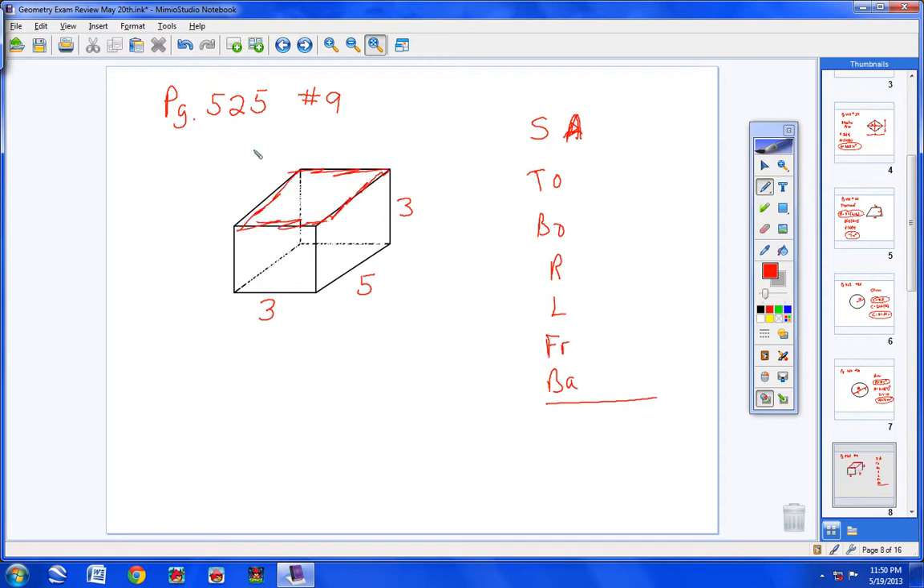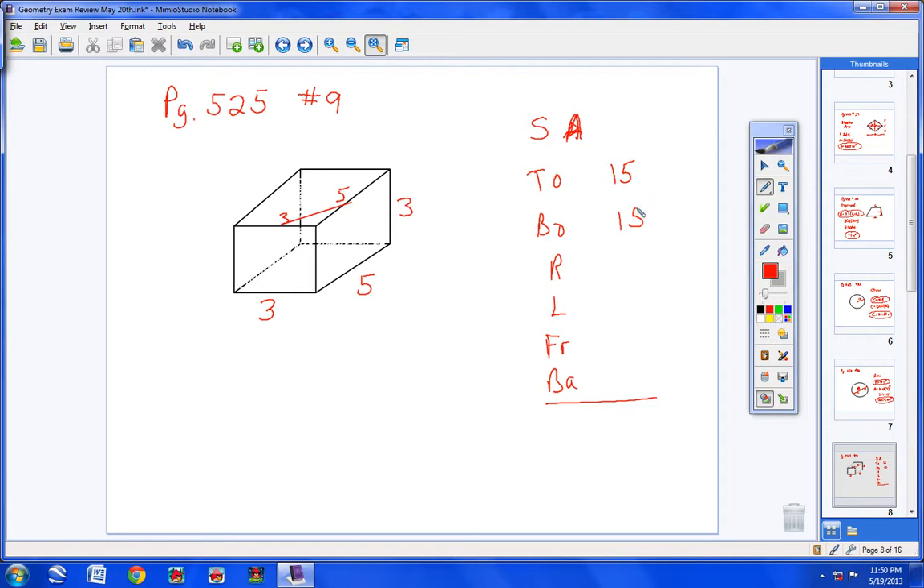There's the top side. If this is a 5 down here, then we know obviously this has to be a 5 right here. And if we know this is a 3 right here, then this has to be a 3 up here. So the top has an area of 15. And if the top has an area of 15, then this bottom face down here also has to have an area of 15. 3 times 5, length times width.